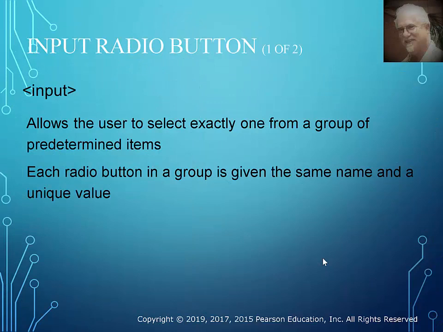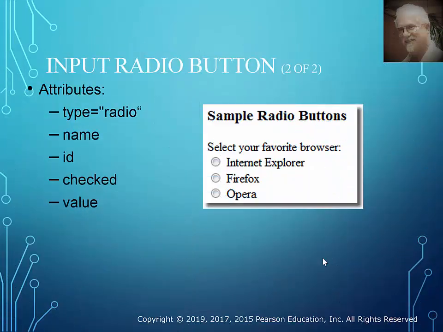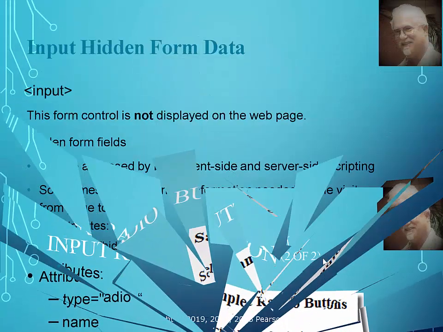And then you have other types of inputs, including your radio buttons. Radio buttons operate differently. You have just one radio button grouping. So here you have an example of Internet Explorer, Firefox, and Opera. A person can only check one of those three. The checkboxes, they can check all of them if they like. Difference between the radio and the checkbox.